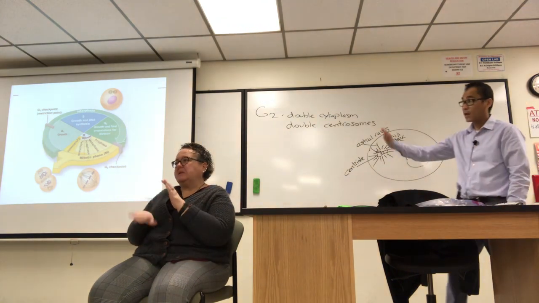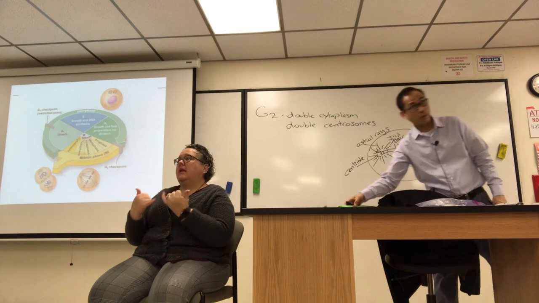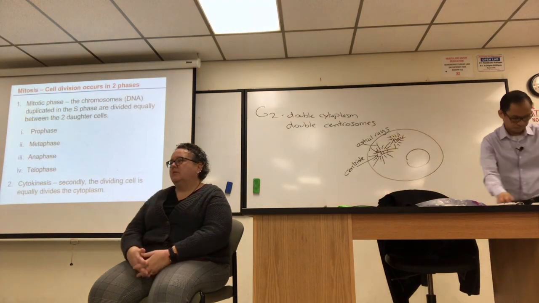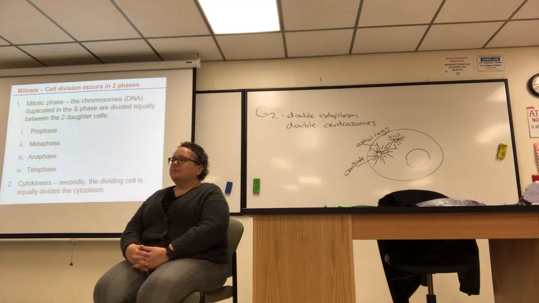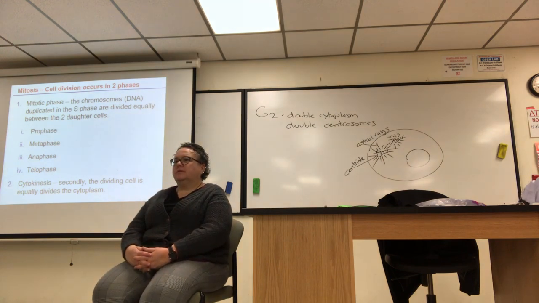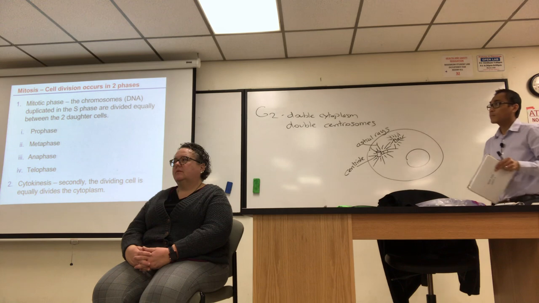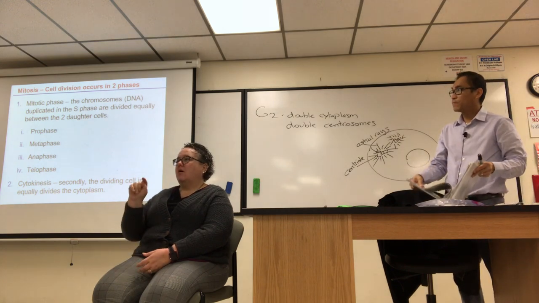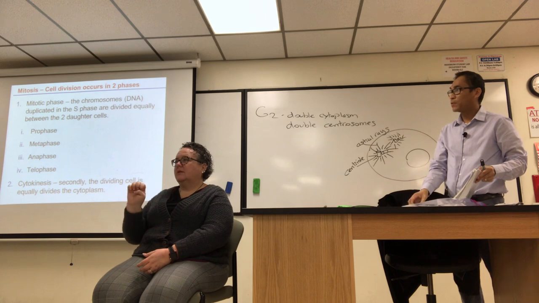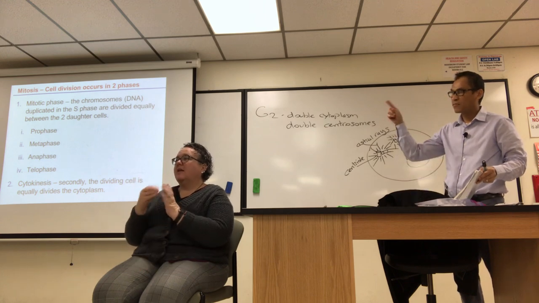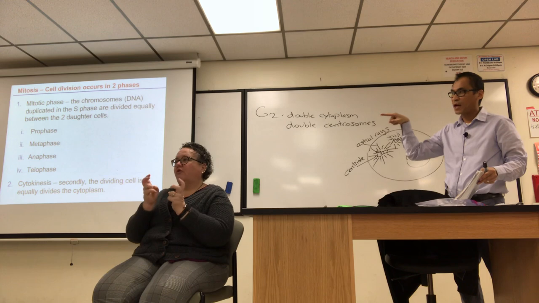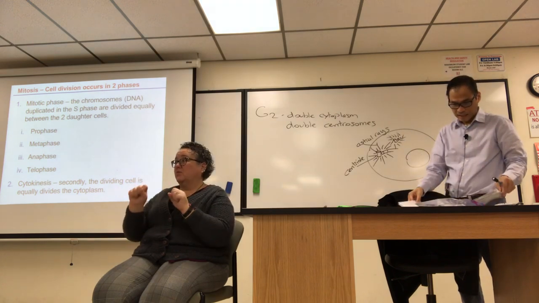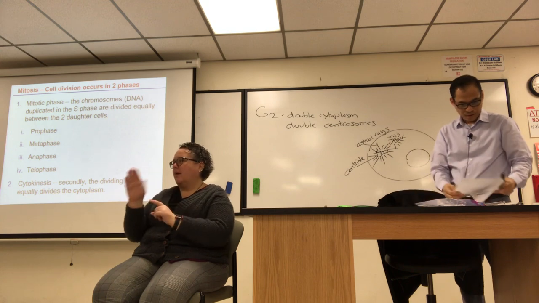So let's move on. Now let's talk about the division part. The mitotic phase, that's where the chromosomes, the DNA, they've duplicated and are divided equally between the two daughter cells. And those are the different phases of cell division I think you should be able to identify. And I give you a chance to do that in lab today. And there's some things I think you should note.